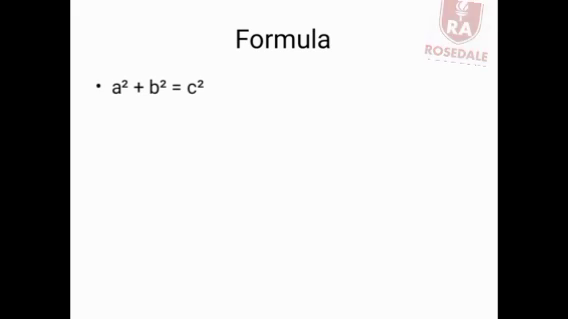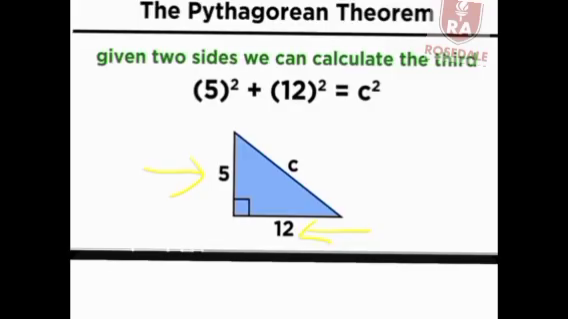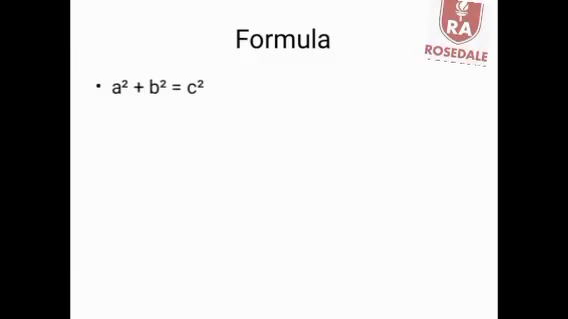Now, what did the question say? The question says that one of the legs is 5 and the second leg is 12. So if our a, for instance, is 5, that means we have 5 square. Now, if our b is 12, automatically we have 12 square. Now, this will equal c square. So I hope you can see that with me. So we are talking about c square.